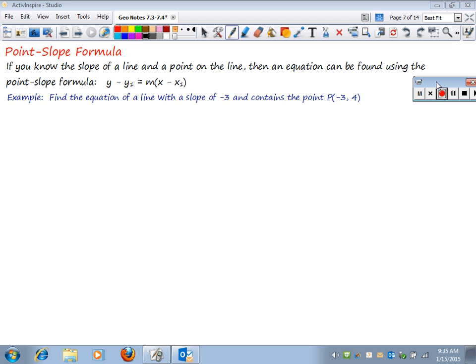So what we have here is: find the equation of a line with the slope of negative 3. That's my m. And it contains the point (-3, 4). That's my x1 and my y1.